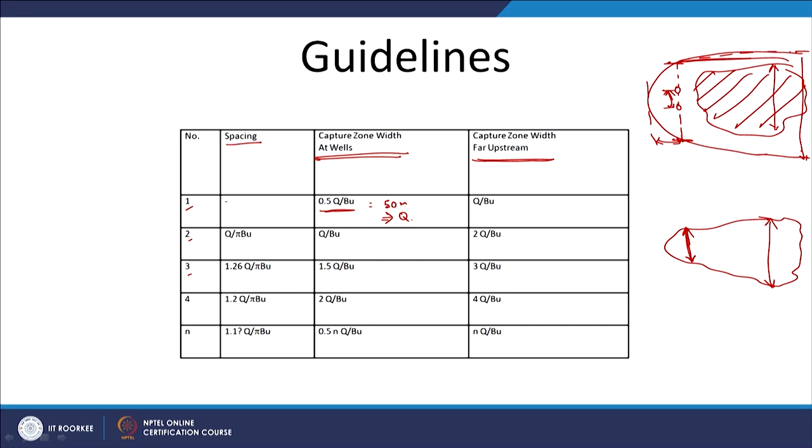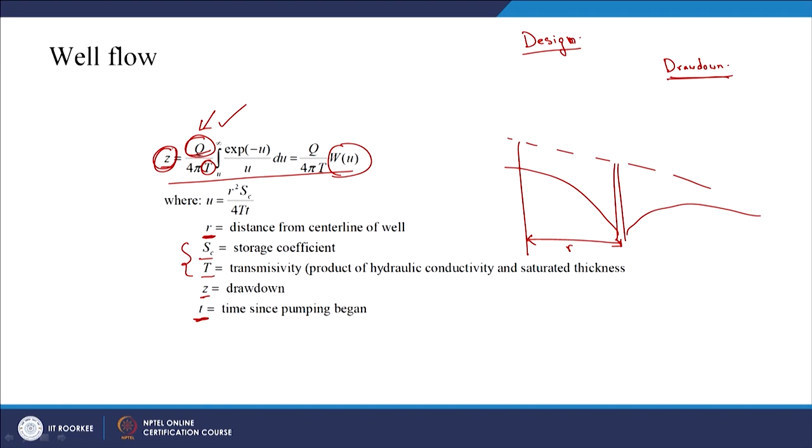So, what am I doing again? I am going to go with a trial design based upon the capture zone width required for that particular plume. Based on that, I'm going to estimate what is the width required at the wells and far upstream. From that, I'm going to get the flow rate for that particular number of wells. In this context, we are looking at only one well, and then I can calculate Q. From the Q, I then calculate the drawdown. For example, I now have Q here, and then I can calculate the drawdown.